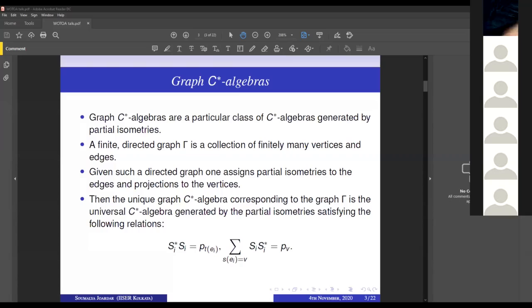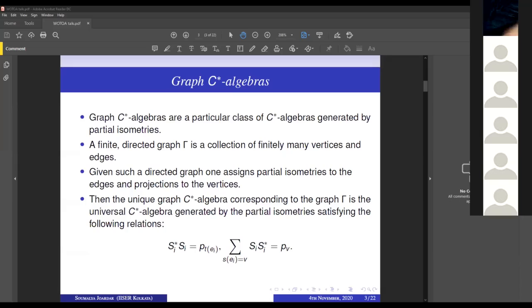Corresponding to each loop, associate a partial isometry, so we have n many partial isometries, and we have a vertex. Assign a projection to that vertex. In this particular case of Cuntz algebra, the projection will be the identity. The initial and final projections of these partial isometries are related to the graph precisely by S_i star S_i equals identity, and the summation of S_i S_i star, i from 1 to n, is also identity.